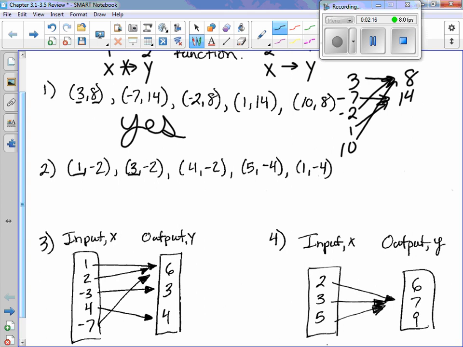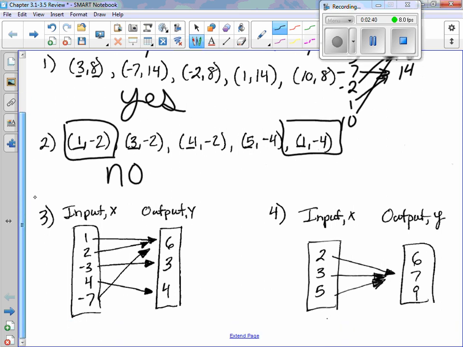So here I have 1, 3, 4, 5, 1. Well, wait a minute. Do I have an x value going to two different y values for this one here? Yeah, so is this a function? No. Anytime we have an x value going to two different y values, it is not a function. It does not work.